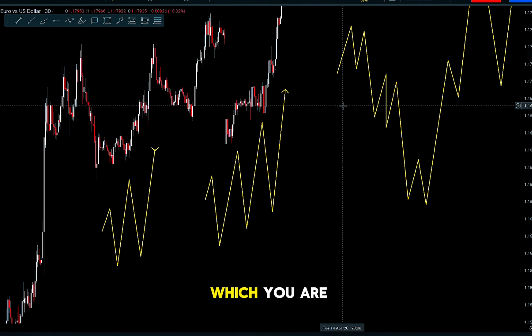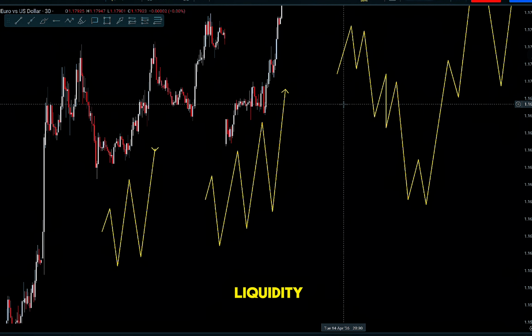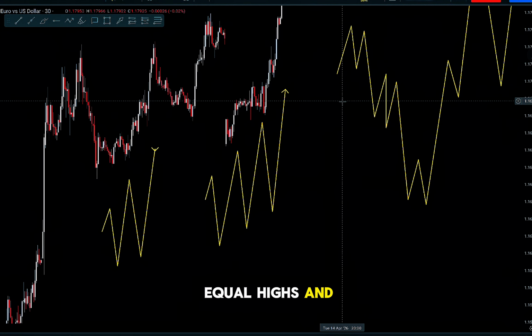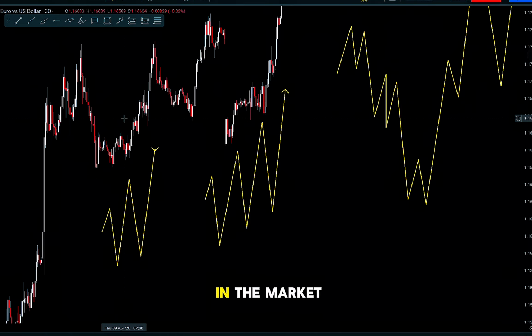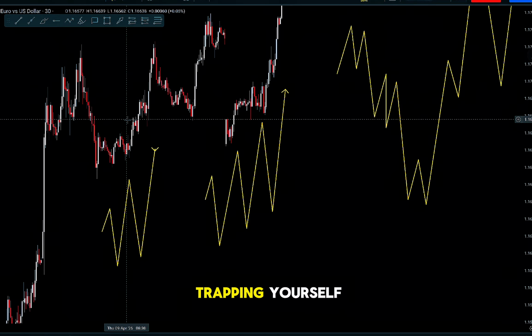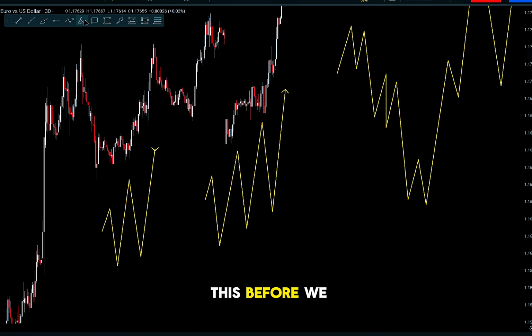The location at which you are looking at your trend line liquidity and then your equal highs and lows matters very much. When you just identify these equal lows and then highs at any point in the market, then you will be trapping yourself. Let me explain this before we go in.